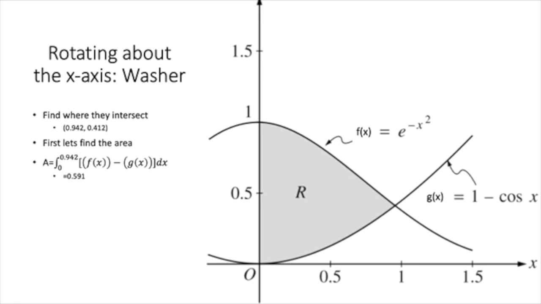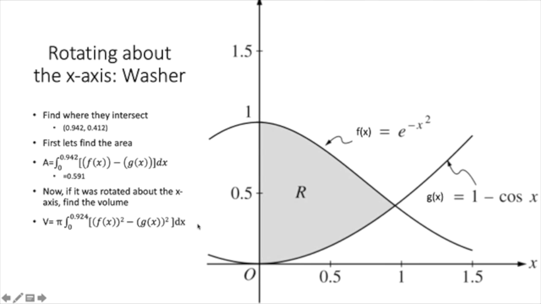It always helps to make sure that you know the area beforehand, because it lets you estimate what your volume should be later on. Now, this was rotated about the x-axis as listed right here. Find the volume. Volume, again, it's the washer, so you have to use the washer formula. So volume should equal pi times the integral from lower to upper limit, f of x squared minus g of x squared dx. Also, never forget to multiply by pi at the end.